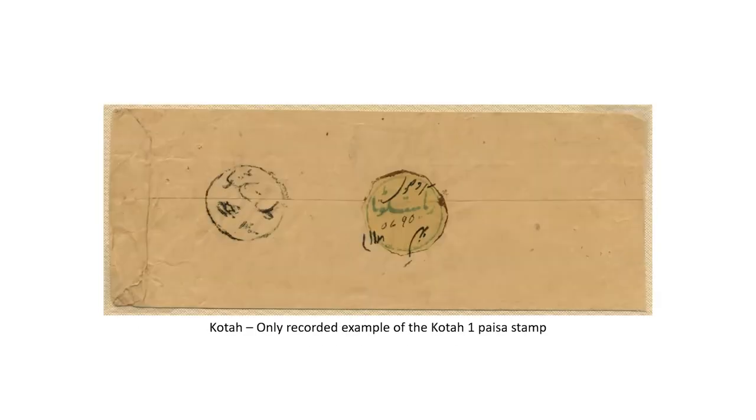And here's the other uncancelled stamp of Kotah. I shouldn't say unused, that's the wrong word. And this happens to be the one paisa stamp. All the other Kotah stamps are two paisa. Why this is one paisa, which it says in manuscript in black ink, I have no explanation. Maybe a special rate.